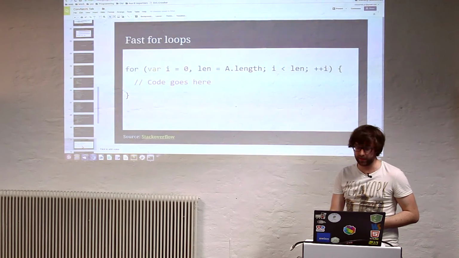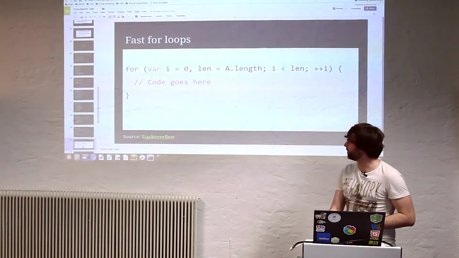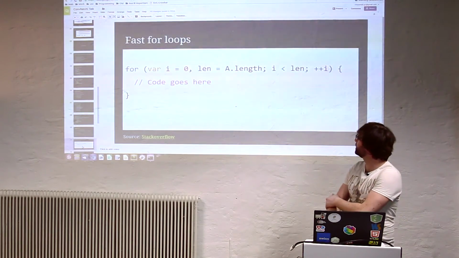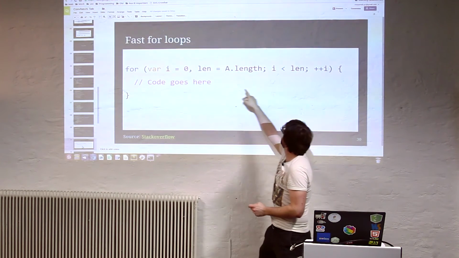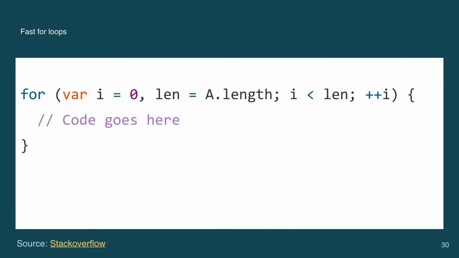And the second thing is how to write fast loops. The fastest loop that I found is this one, where you use length pre-caching and pre-increment. Some of you might already know this, but for me, this was quite cool.